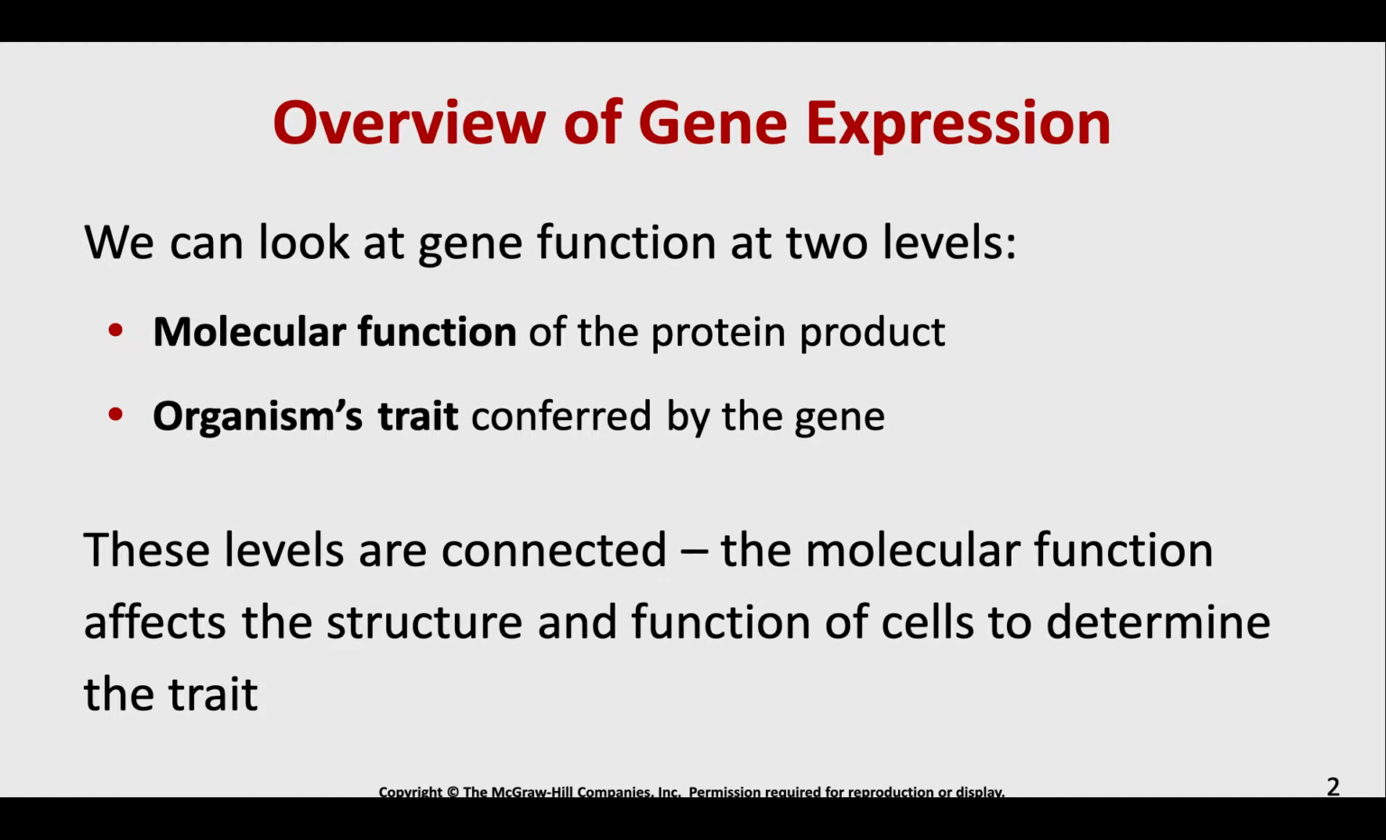All right, so we're looking at transcription and translation. How do we get from DNA to an actual working protein? We can look at gene function at basically these two different levels, the molecular function and the organism's trait, and they work together. The molecular function affects the structure and the function of the cells to determine the trait that we are seeing.